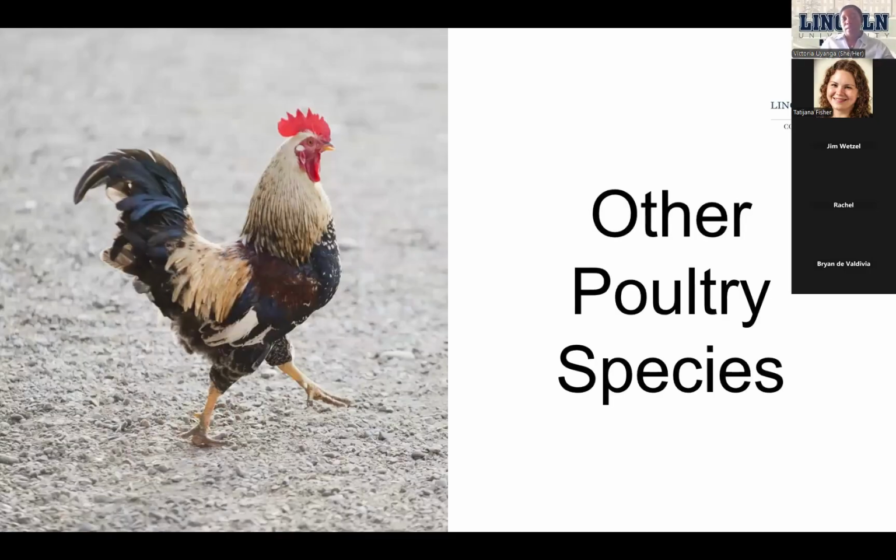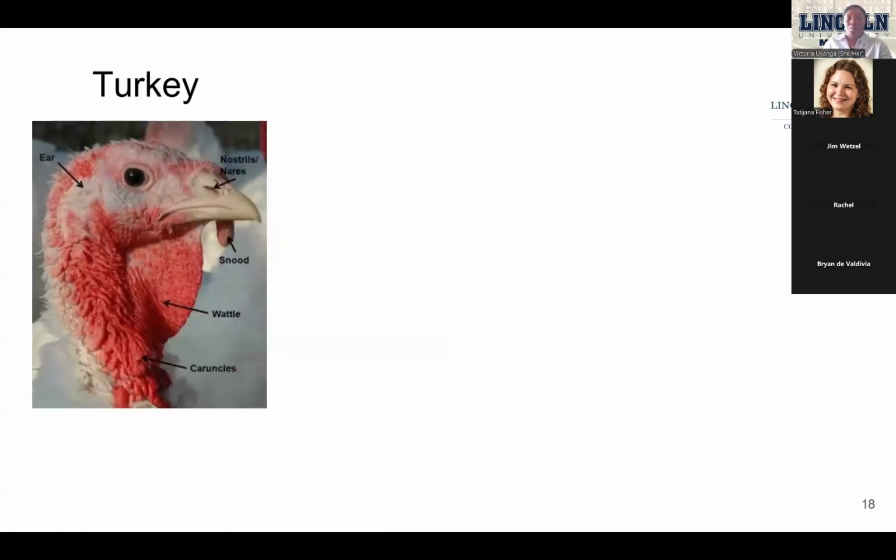So we had taken the chicken as a model and discussed some of those things. Now, what about other poultry species? What makes them stand out? And the first one we're looking at there is the turkey. In terms of external anatomy, they have some of those similar basic features. The eyes are there, the ears, the beak is present. But what makes it distinguished?